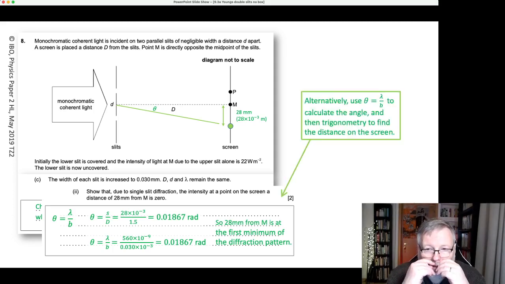Alternatively, you could have done it in the other direction. You could have calculated what the first minimum angle would be, and then seen if that applies to a screen using trigonometry. So either direction is fine. Both would get you both marks.